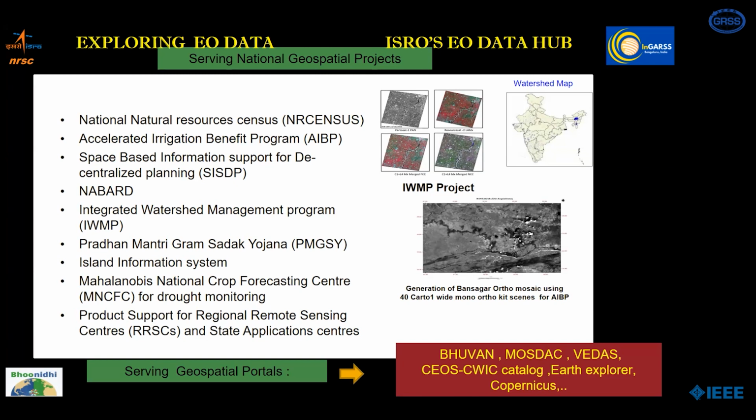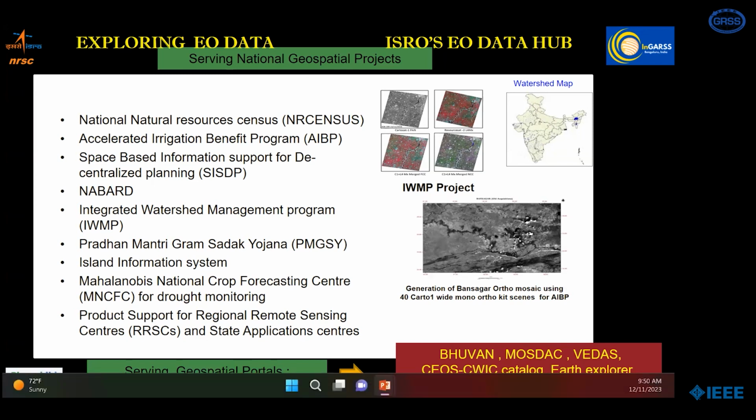And we are not only serving the different projects, we are also fueling a few of the websites that are there. Bhuvan takes a lot of data. Then also MOSDAC we give, so that they further generate thematic products and showcase more analytics in their websites. Vedas is there, and our data goes into the CEOS catalog, where the catalog is made global for other users. And Earth Explorer also uses the catalog that is there from us, and also our data goes into the Copernicus websites.